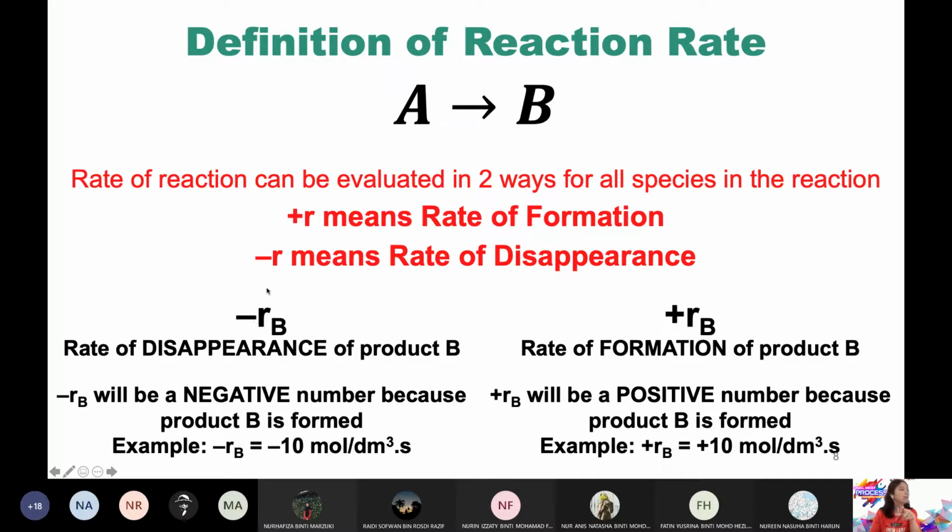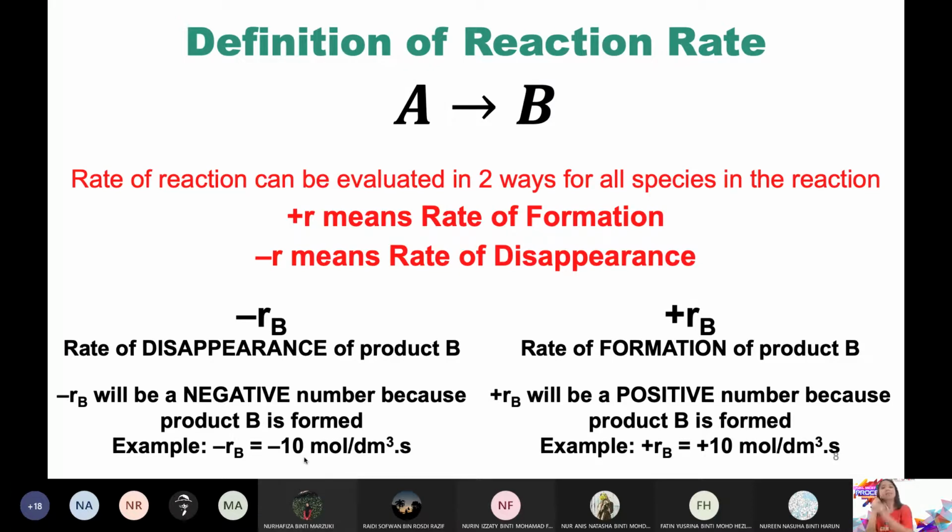So rate of disappearance of product B, kamu tengok balik. Dalam tindak balas ni, B is product, B is formed. Kita nak kira rate of disappearance, tapi B is formed dalam tindak balas sebab B adalah product. It does not agree with one another. The number has a negative in front of it, becomes negative 10. Okay, kenapa negatif 10? Sebab nak kira kadar kehilangan. Tapi dalam tindak balas, B terbentuk. Dia tak bersetuju, the number has a negative in front of it.